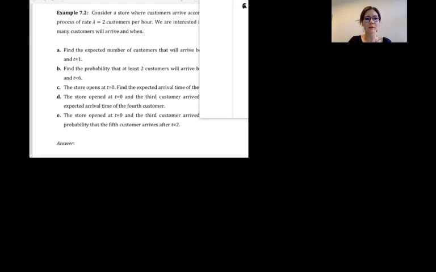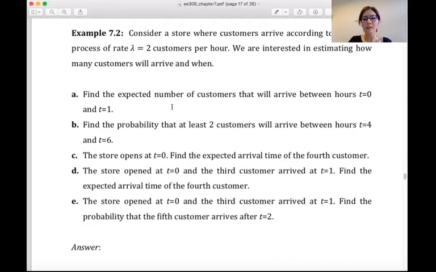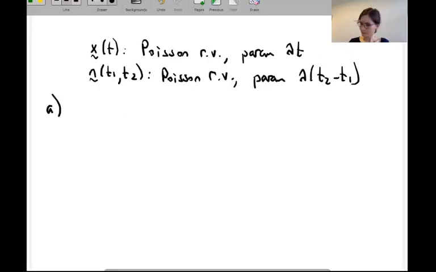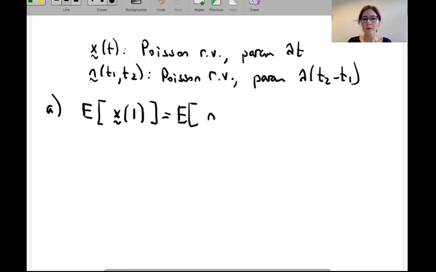Let's now start solving the question. So the first one, what is the expected number of customers arriving between hours 0 and 1? So let's write this formally. We are interested in finding the number of customers between 0 and 1. So this is the number of customers up to time instant 1. You could also write it in the alternative way if you want. So expectation of number of people between 0 and 1.